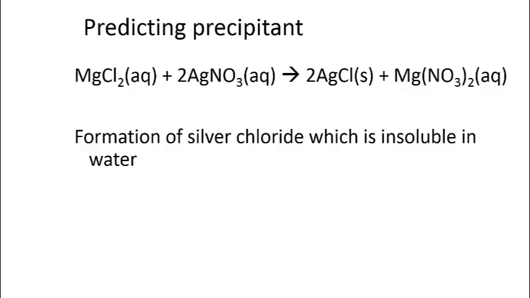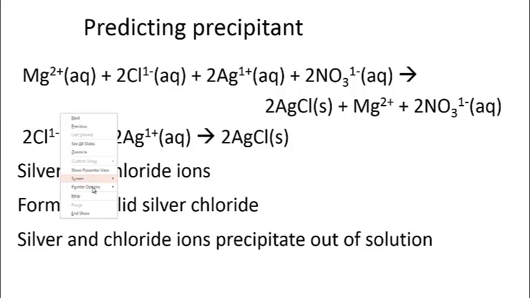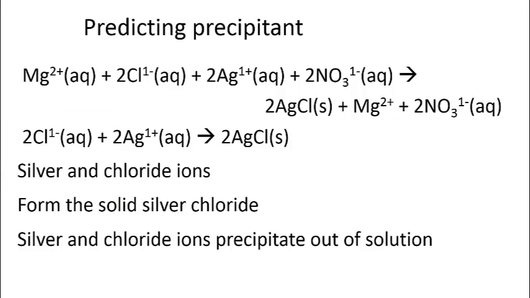If we go through our net ionic equation and cancel out all of the spectator ions, which are just the ions that appear on the left-hand side of the equation and the right-hand side of the equation, which are magnesium and nitrate, we can collect our terms and obtain the net ionic equation, which is 2Cl- plus 2Ag+ yields 2AgCl, which is silver chloride, a solid precipitate.